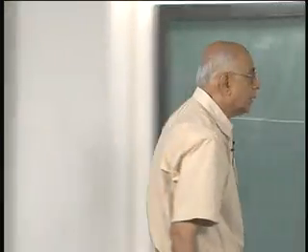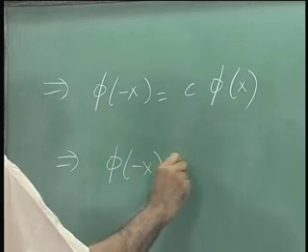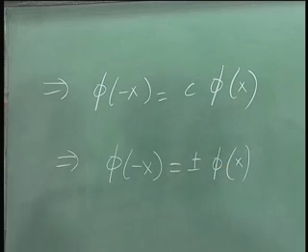That immediately implies that c squared is 1, because I can now go from minus x back to x once again, and therefore c is plus or minus 1. So this is only possible if c is plus or minus 1, and what does plus imply? What sort of function is phi of x? Even function, and the minus sign is odd functions. So this proves that if the potential has reflection symmetry, parity symmetry invariance, then the solutions have definite parity.